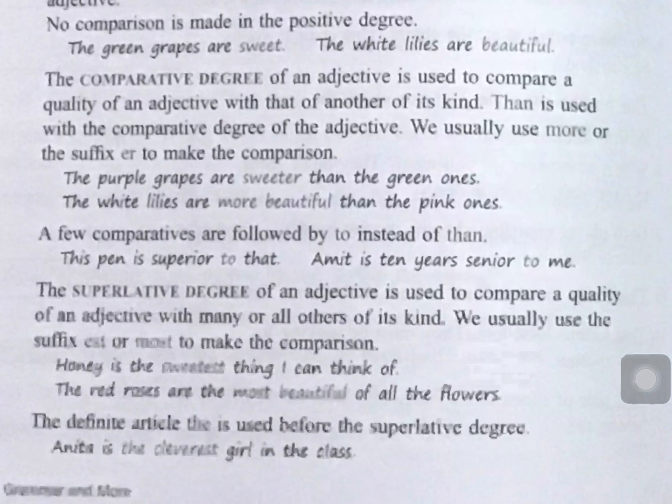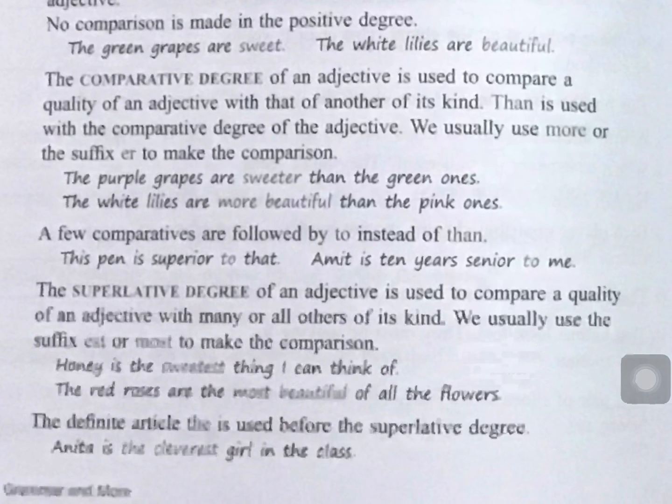The superlative degree of an adjective is used to compare a quality of an adjective with many or all others of its kind. So positive degree, no comparison is made. Comparative degree, comparison is made between 2 things, used to compare the quality of an adjective with that of another of its kind. And superlative degree is used to compare a quality of an adjective with many, with more than 2 and all others of its kind, or which belong to the same category. Like that comparison is made.